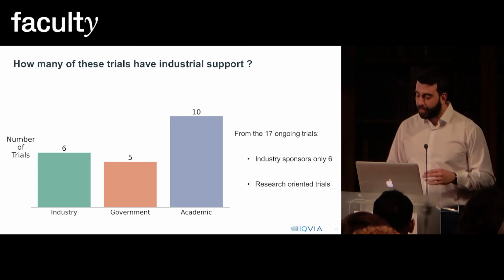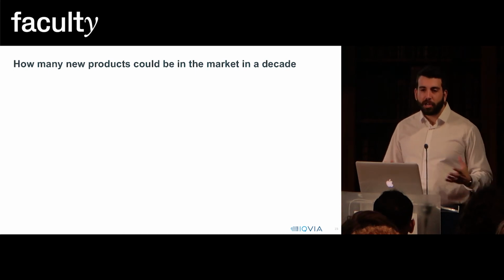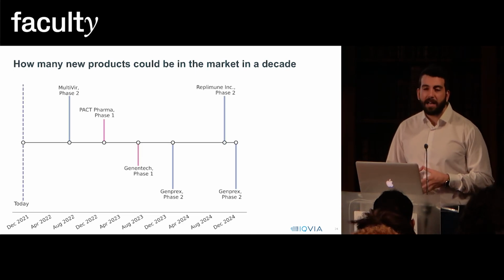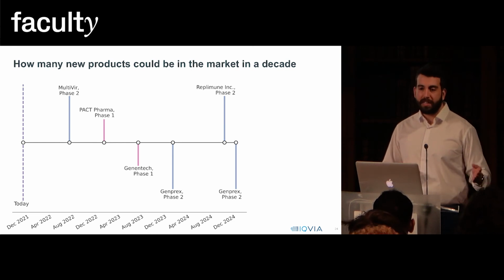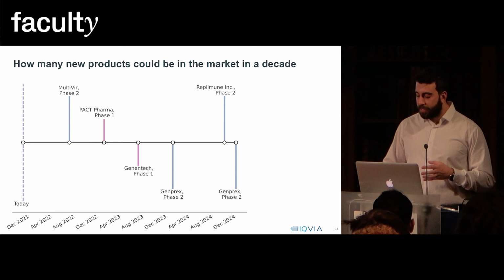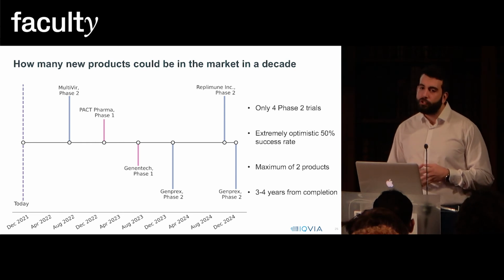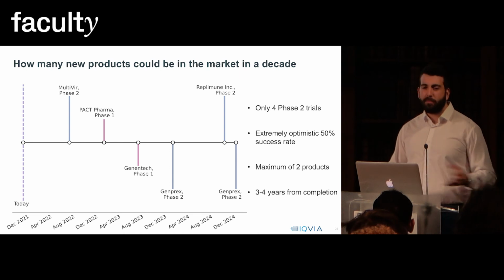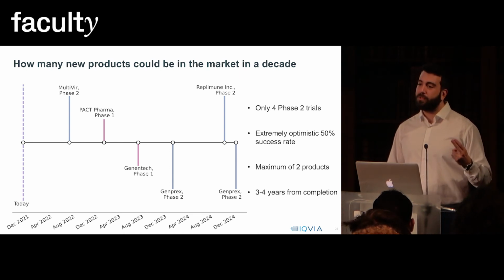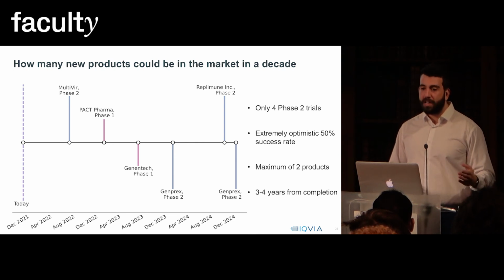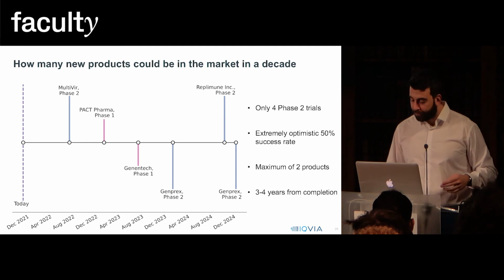Now, if we wanted to get a very rough estimate of how many products would actually go to the marketplace, we get this timeline of the clinical trials that are going to be finishing and also have industrial sponsorship. Then we can see that we only have 4 phase 2 trials, and even though phase 2 trials don't usually make it to the market, if we say we're extremely optimistic that we're going to keep 50% of the products, that means we're going to get 2 products which are going to need another 3 to 4 years from trial completion to actually go through the channels and reach the marketplace.